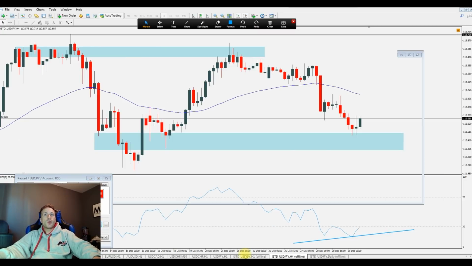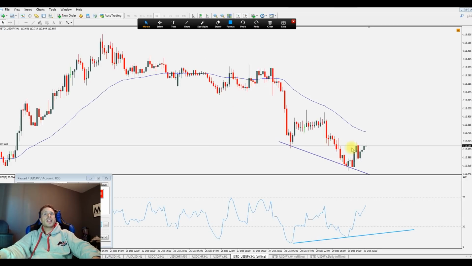Now, what I would want to see here is a pullback in the market. You can see here price goes up, goes down like this, right? But what I want to see is a lower high, or a higher low, before entering a market. So I'm just going to keep going here.